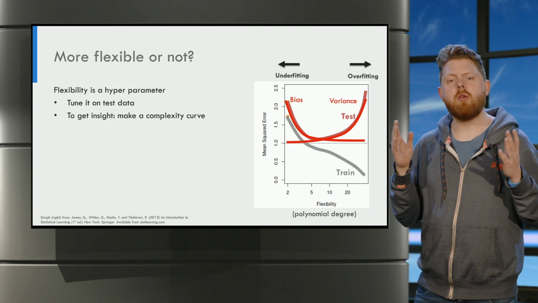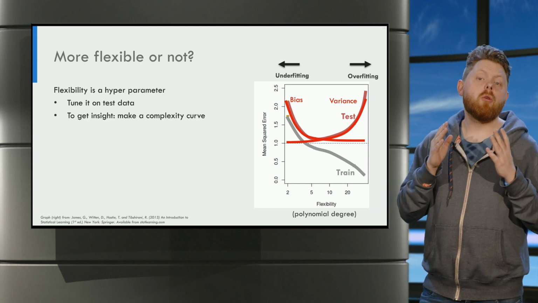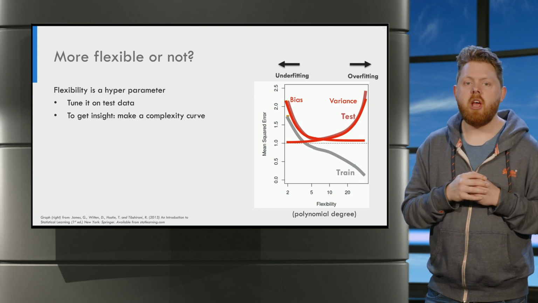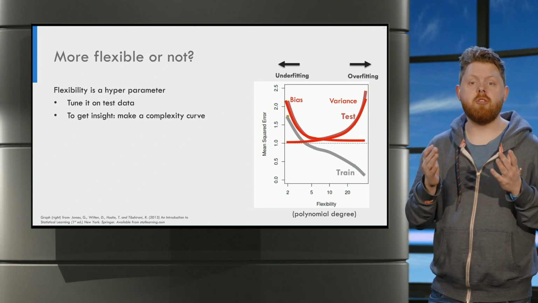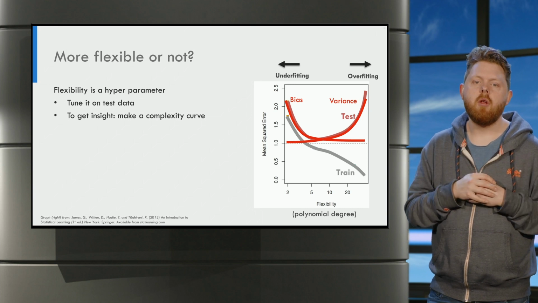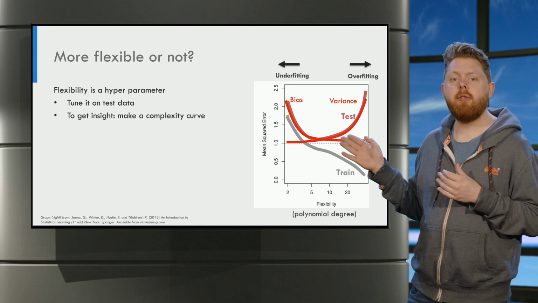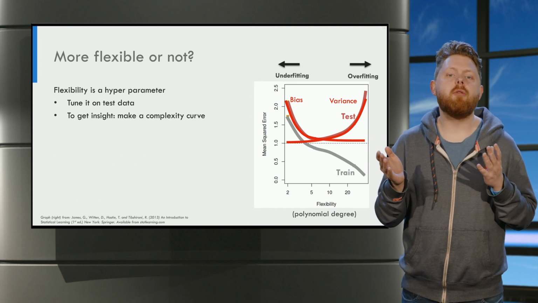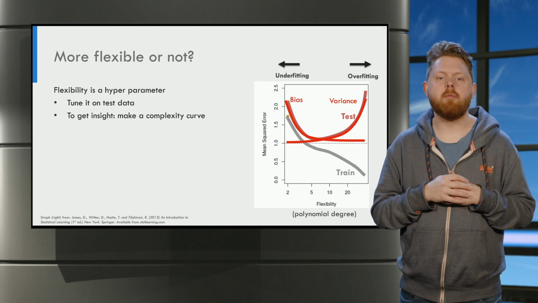Okay, so now what is the conclusion? Well, the conclusion is flexibility is a hyperparameter. As such, you should tune it on some test data. You can make the complexity curve to gain some insight into your situation, so you can figure out if you are overfitting or underfitting.